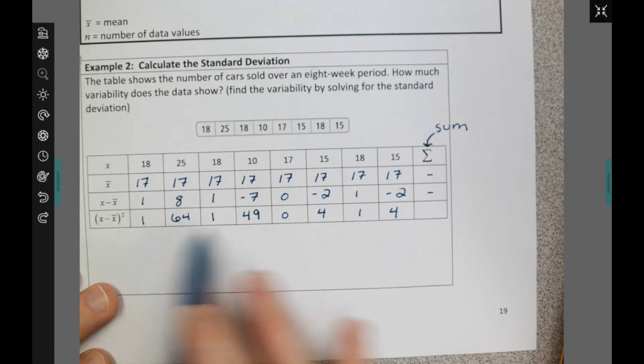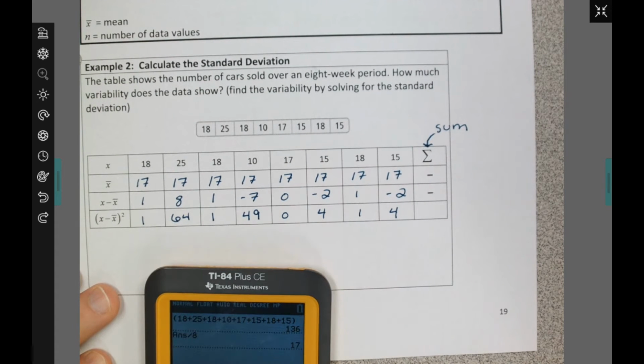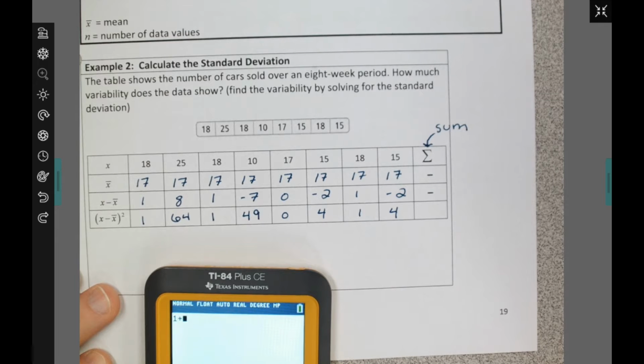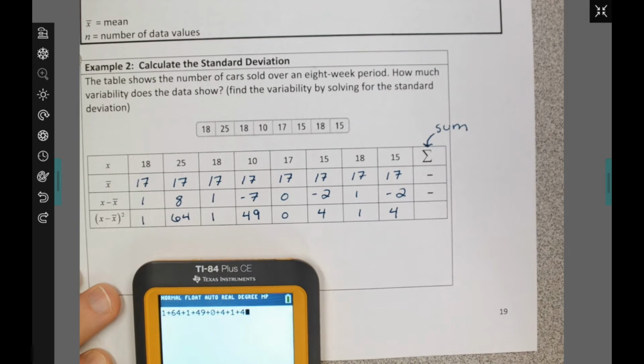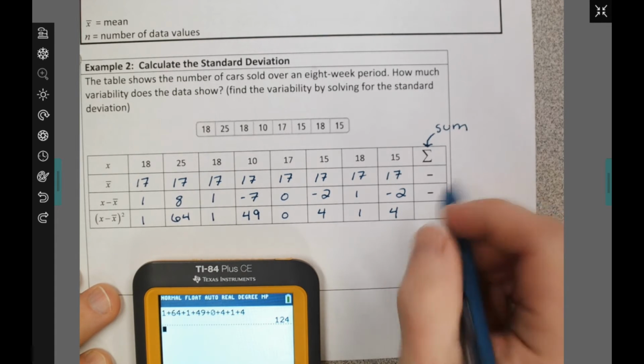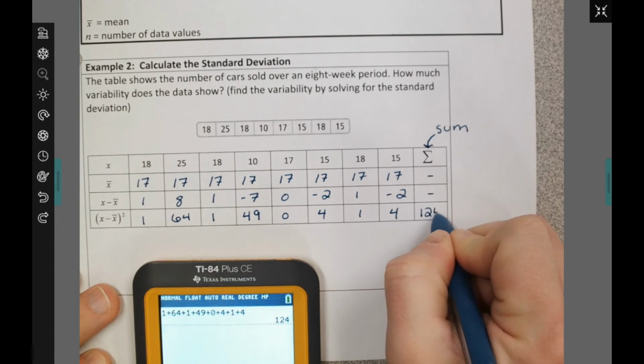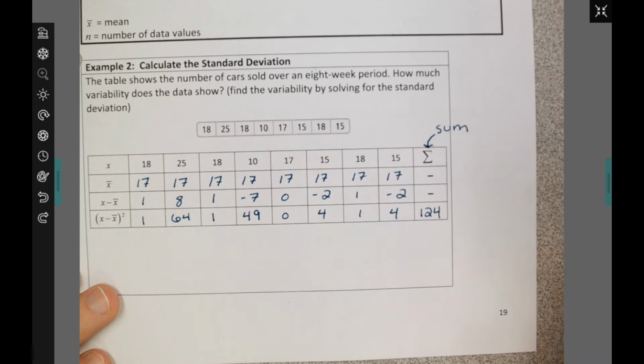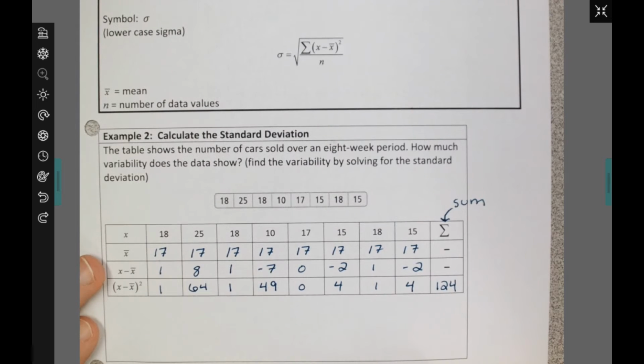So going across this row, you're just going to add them up, and I'm going to use a calculator just to be sure. So we got 1, 64, 1, 49, 0, 4, 1, 4. Okay, you go ahead and add them up, double check, make sure you did it right. Enter. We have our sum to be 124.